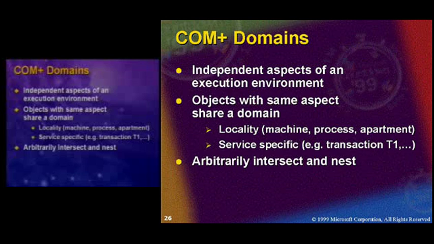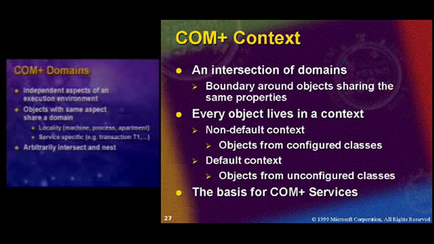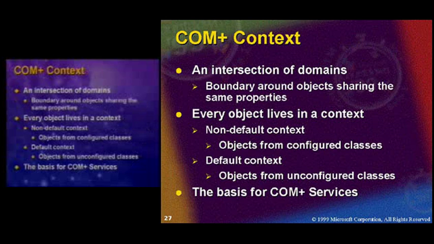And domains can arbitrarily nest. For example, you have a machine, it has processes, it has apartments, those are nested. You can have intersections. You can have transactions that span apartments, for example. A context is an intersection of domains. So for the set of all of the properties of your execution environment, if all of the properties are exactly the same for a set of objects, they'll live in the same context.